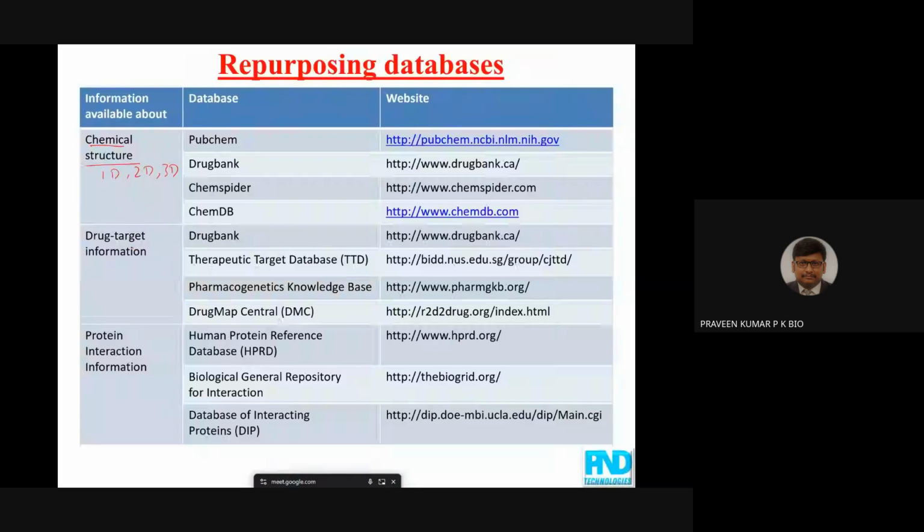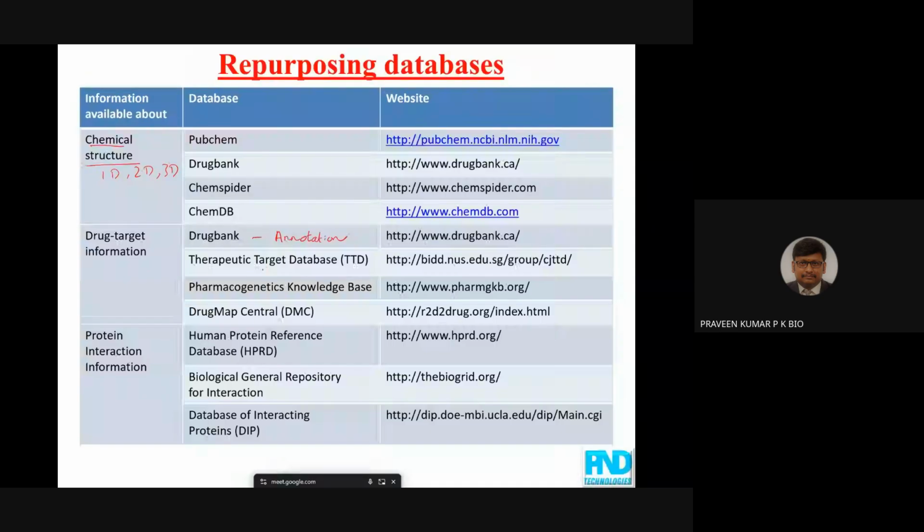Similarly, if you want to go with drug target information, I told you about DrugBank, we can download the chemical structures, isn't it? Other than downloading chemical structures, if you want to find the drug binding targets, that information is also available in DrugBank. There is plenty of information available. Of course, this is a fully annotated database, like how I explained to you about UniProt.